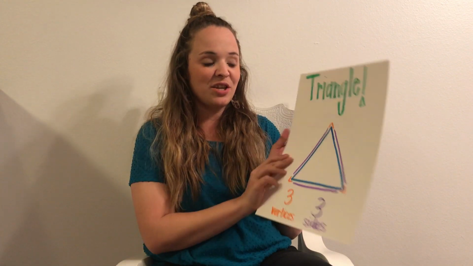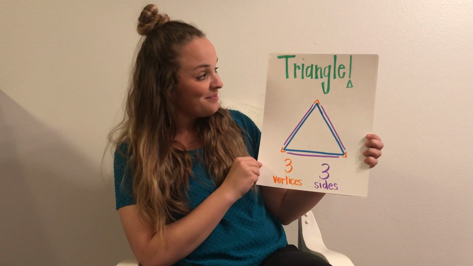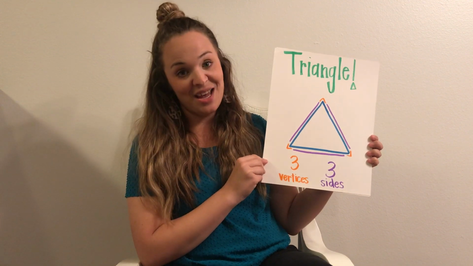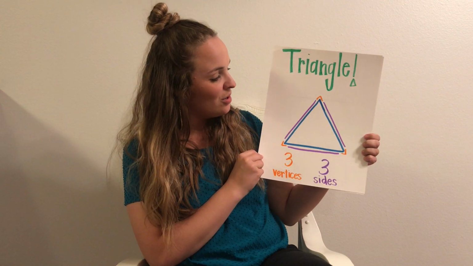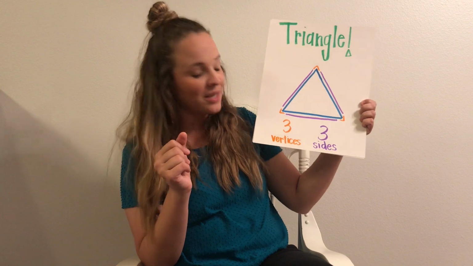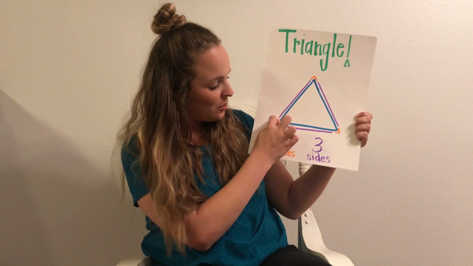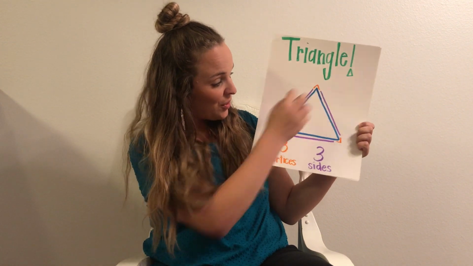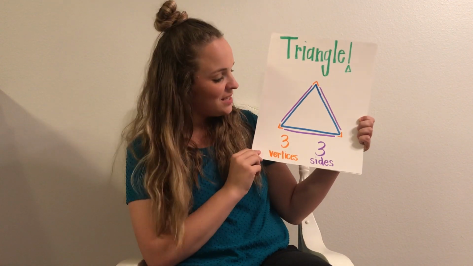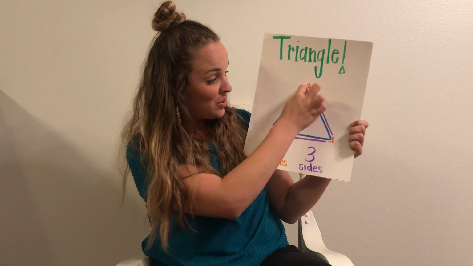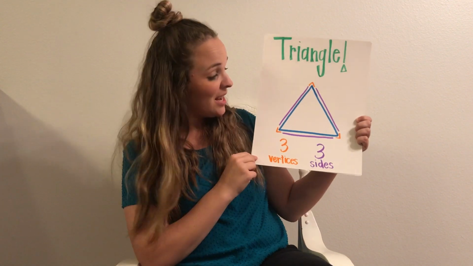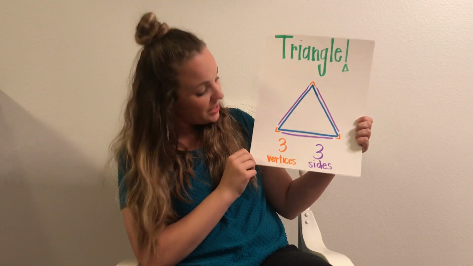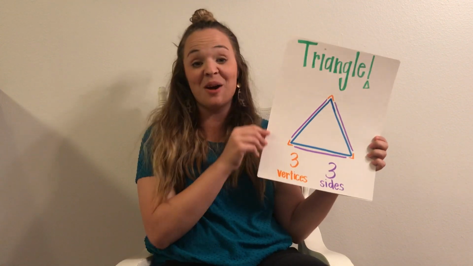All right, here we go. We just have 2 left. All right, this is our next shape. Do you guys know this one? This is a triangle. So let's count our vertices. 1, 2, 3. 3 vertices and our sides. 1, 2, 3. 3 sides. So our triangle has 3 sides and 3 vertices. Now watch this.